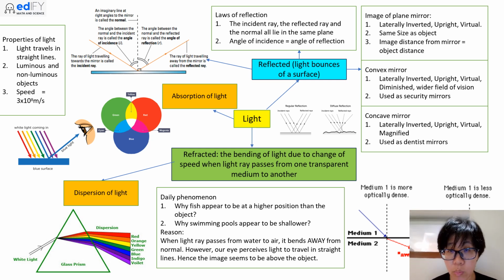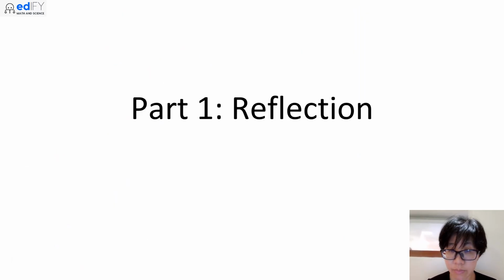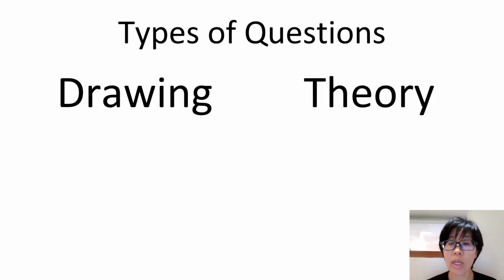Okay, we also have 2 kinds of reflection. Number 1, we have regular reflection and irregular reflection. So what kind of questions can be asked? First is the types of questions. Number 1, the drawing kind. Number 2, the theory kind.